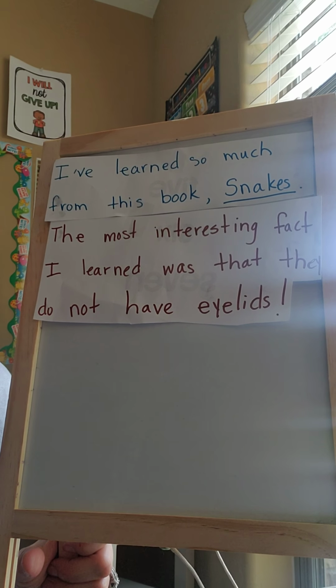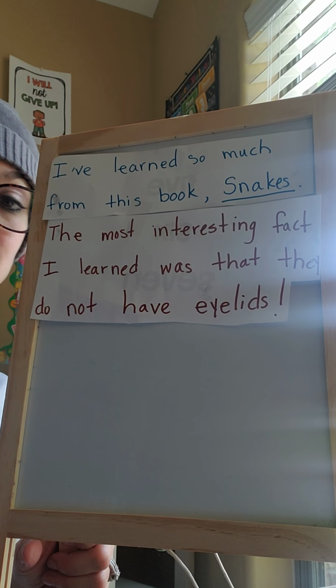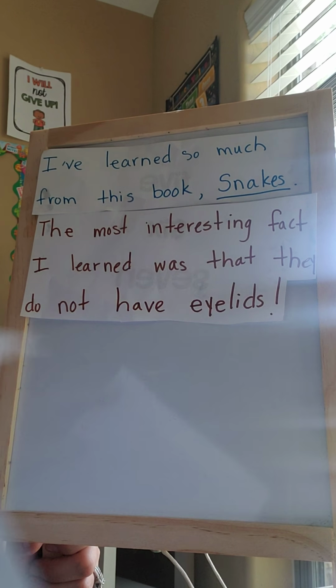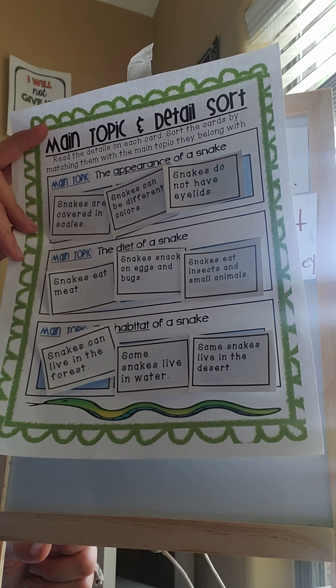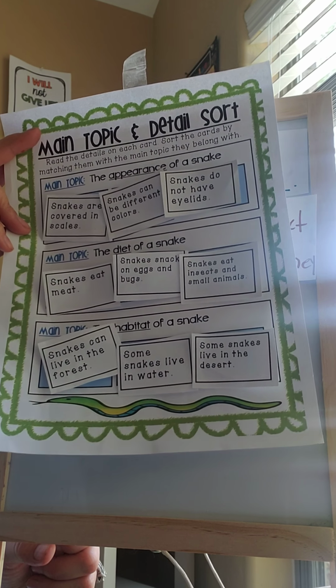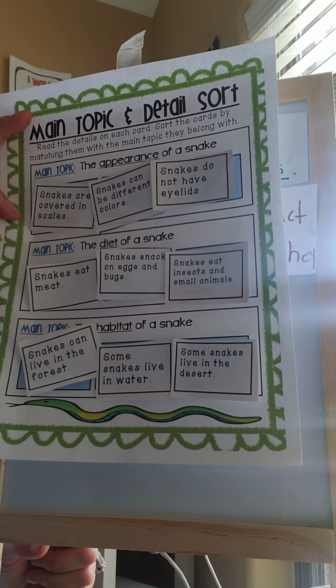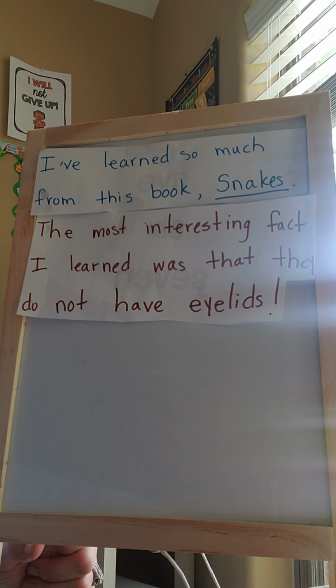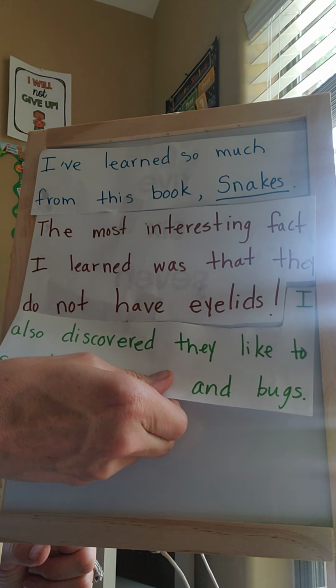Okay, so now that I've talked about the appearance with their eyelids, the next thing that I want to talk about is taking something from the diet section from my sort. And I have snakes eat meat, snakes snack on eggs and bugs. Ooh, I really liked that one. That's the topic, not the topic, I'm sorry. That's the little detail that I liked most. So then I'm going to take that and turn it into a sentence that looks like this.